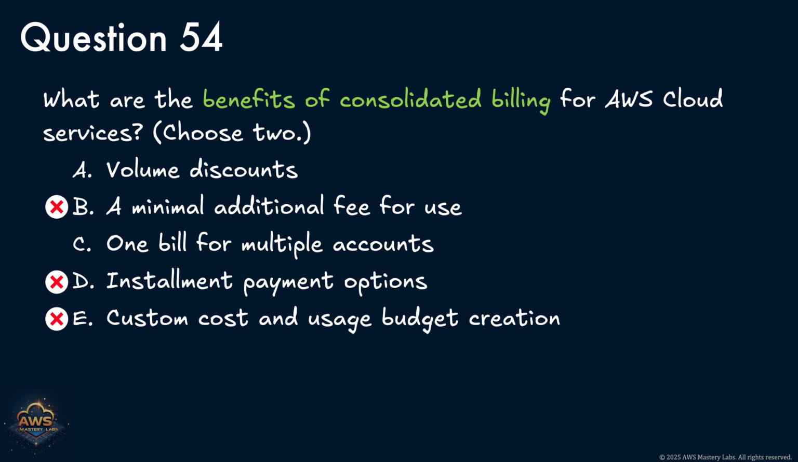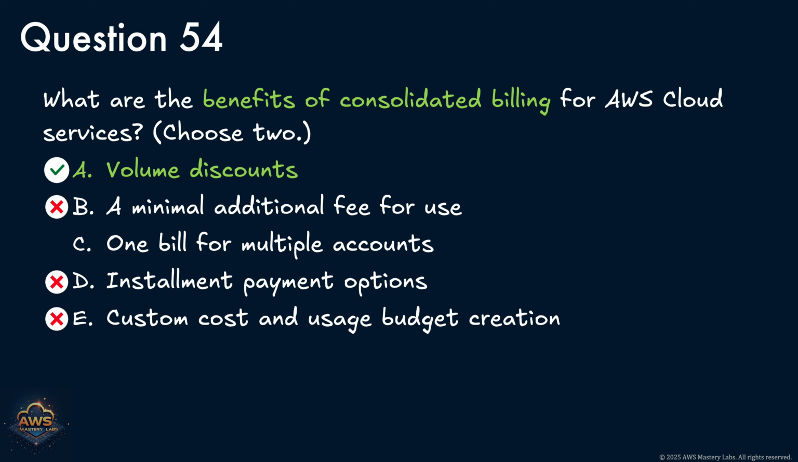Option E, custom cost and usage budget creation. While AWS Budgets is a service that allows custom cost and usage budget creation, this capability exists independently of consolidated billing. You can create budgets whether or not your account is part of an organization. While consolidated billing can help track aggregate spend across accounts, budget creation is not a direct benefit of using it. Incorrect, because budgets are a separate feature and not exclusive to consolidated billing.